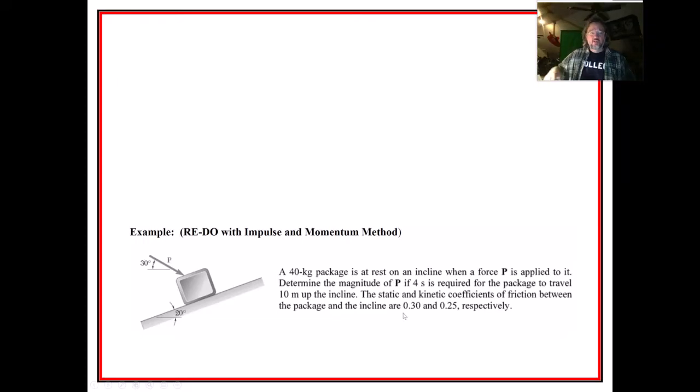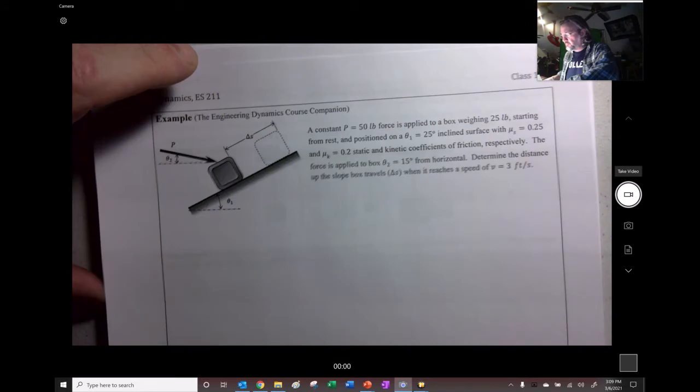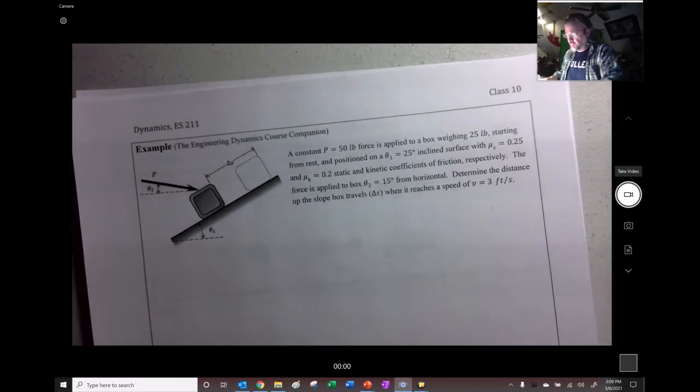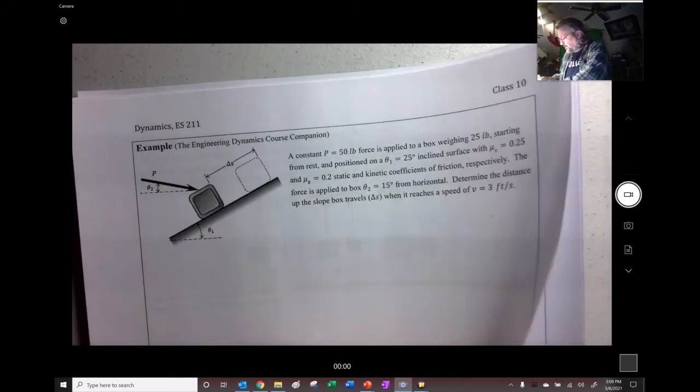All right, so here is the same problem that we did in, I think it's back in class 6, then we did it in class 8, and now we're doing it in class 10. So we did it with the summation of forces, Newton's second law, then we did it in work and energy, and now we're going to do it in impulse and momentum.